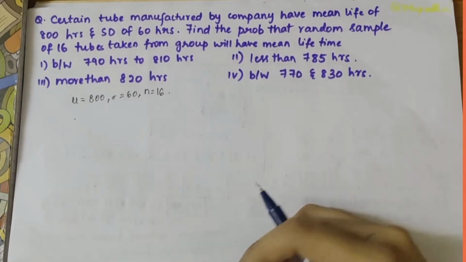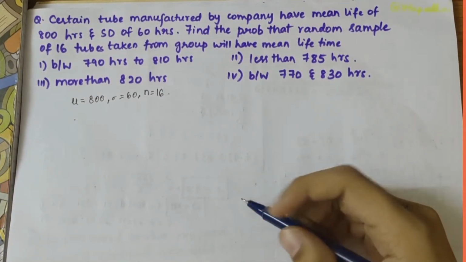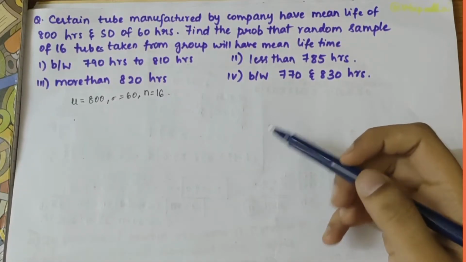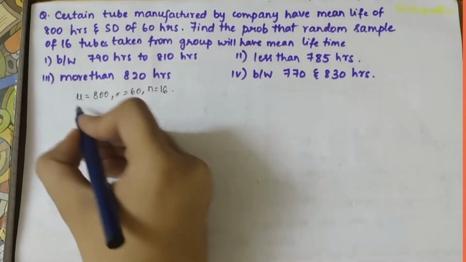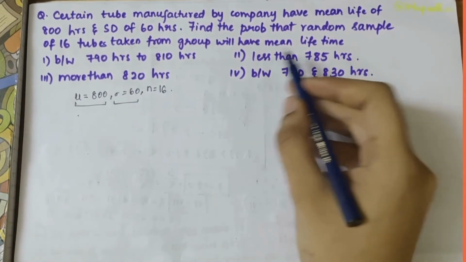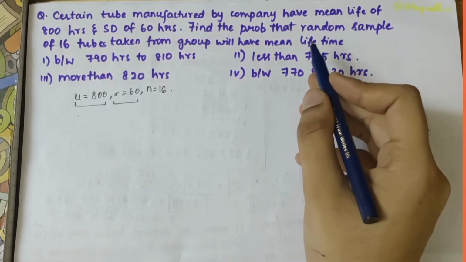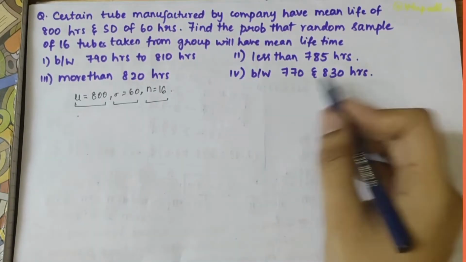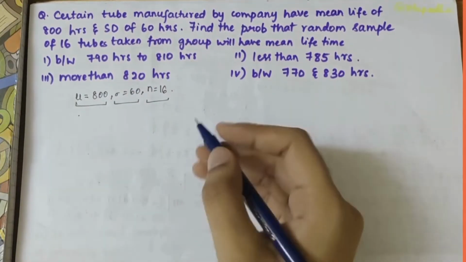In this video, we'll be solving the given numerical. The problem statement says that a certain tube manufactured by a company has a mean life of 800 hours, mean is 800, and the standard deviation is 60. We have to find the probability that a random sample of 16 tubes, n value is 16, taken from the group will have a mean life. So these four are the conditions.